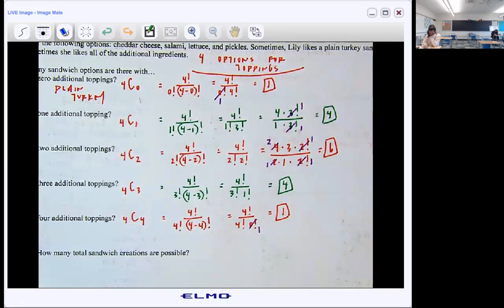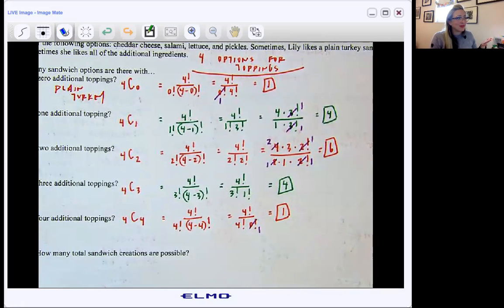All right, so what you might notice is it's like a numerical palindrome, right? It reads the same forwards and backwards. 1, 4, 6, 4, 1. So it ends up being this numerical palindrome.